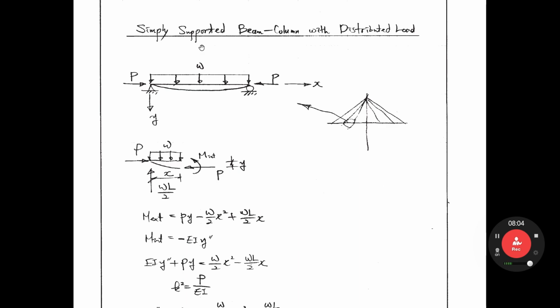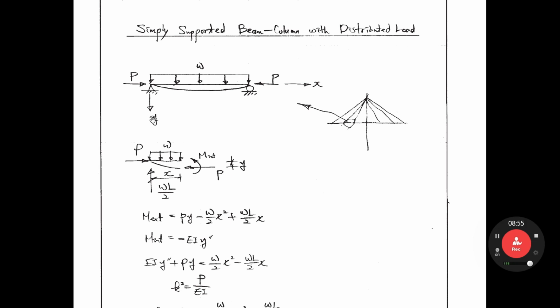Let's look at the simply supported beam column with distributed load. This is a simply supported beam column because this member has axial force and lateral load. So this member is subjected to axial force and bending moment due to lateral load. In that case, let's derive the amplification factor. As long as we know the amplification factor, we can get the second order deflection and second order moment, right?